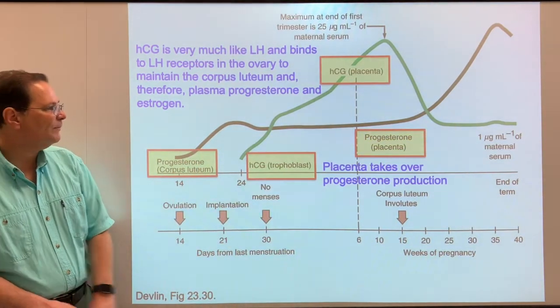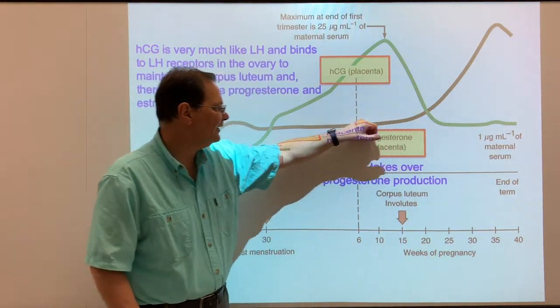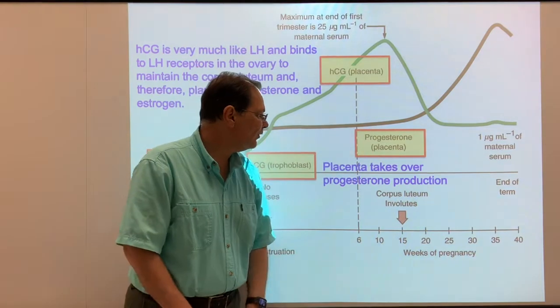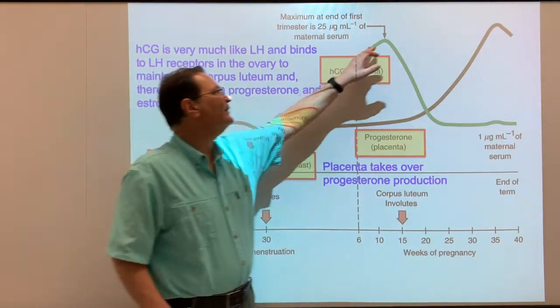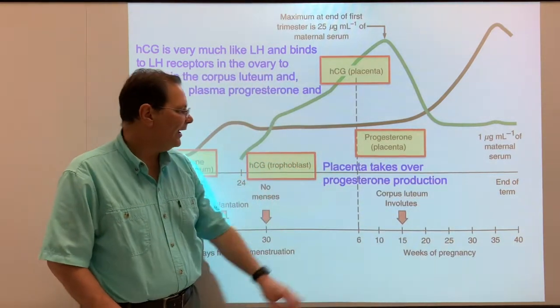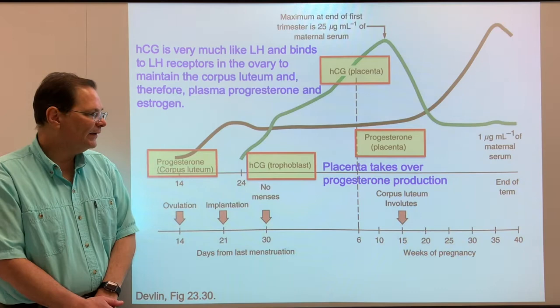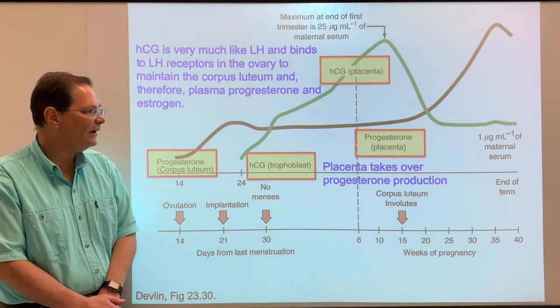So eventually, progesterone starts to come from the placenta, and it takes over in terms of maintaining this level of progesterone. And as that happens, the HCG is no longer needed, and the concentration falls, and the corpus luteum involutes, and it self-destructs.